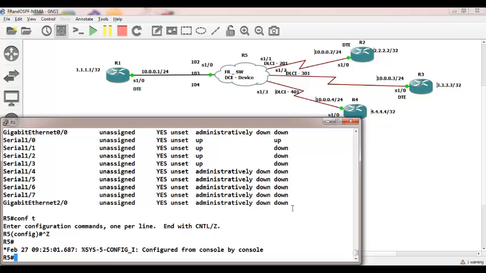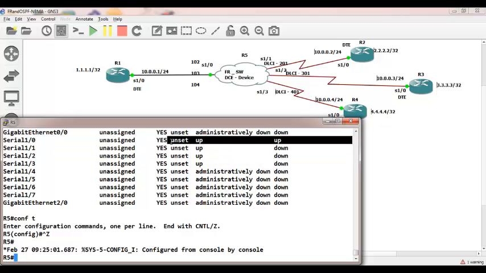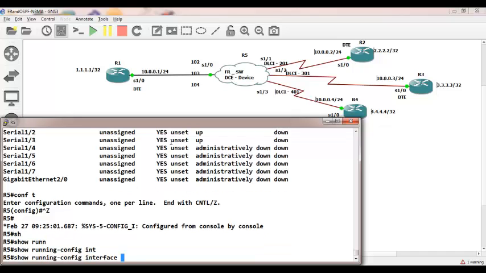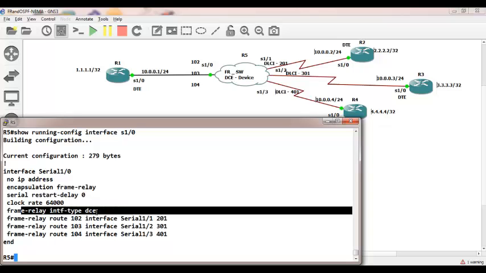On R5 we have configured only one interface, the frame relay. That is why only that interface is successfully sending the line protocols and forming the state as up. We have not configured frame relay on the other three interfaces. So if you ask me to show the frame relay configuration on R5, I can show only this interface, which is show run interface serial 1/0. Only this much: encapsulation frame relay, clock rate, frame relay INTF type DCE, and these things.